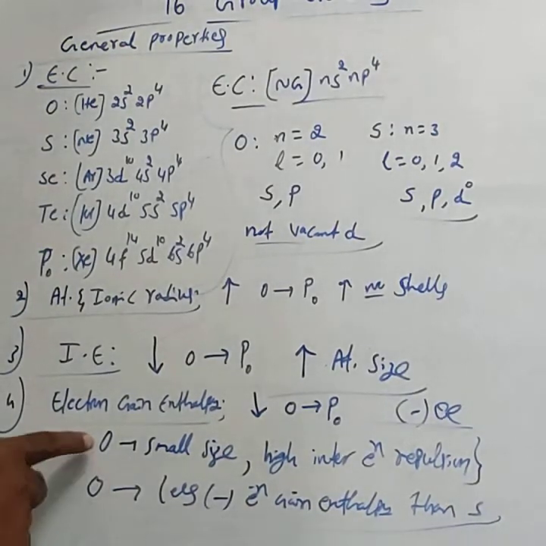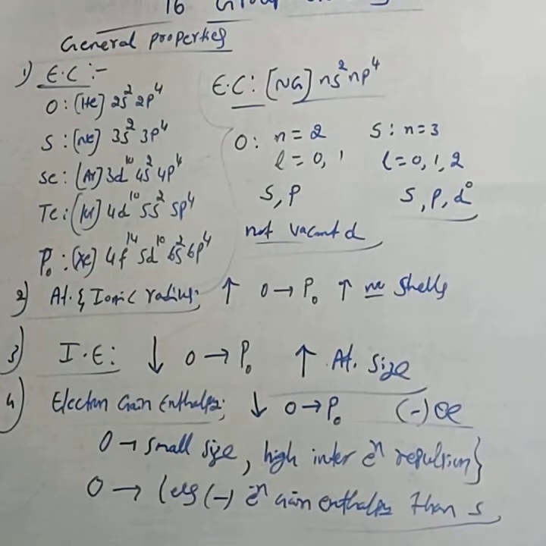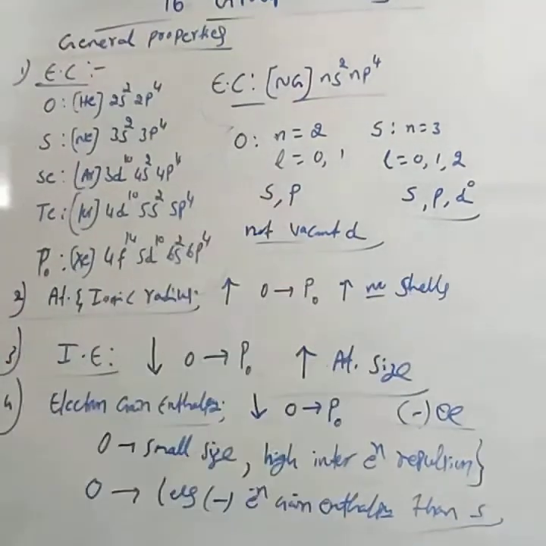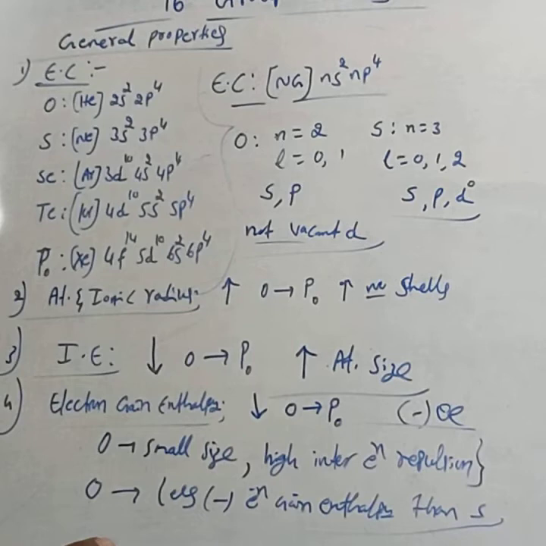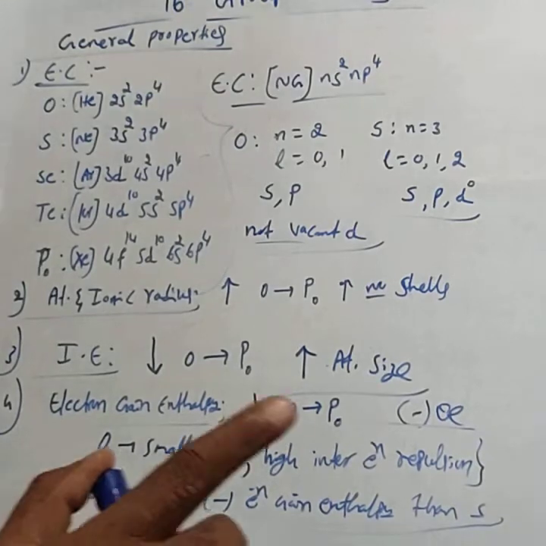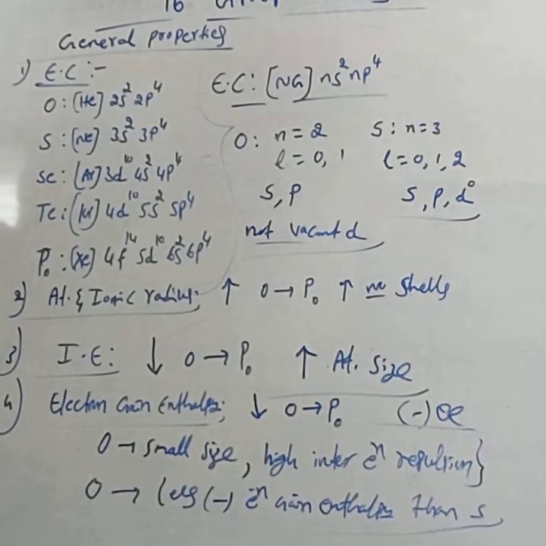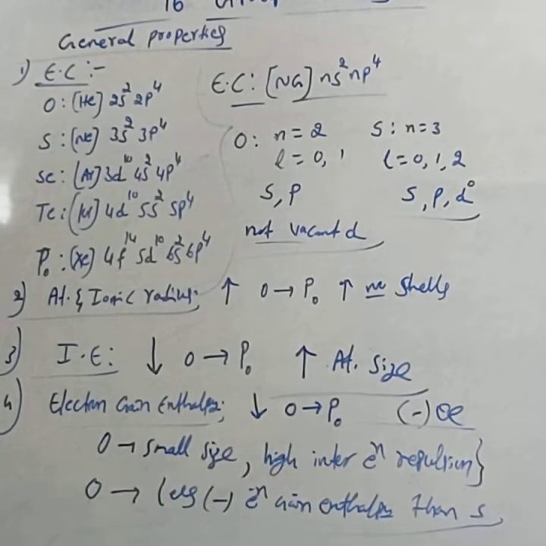Why? Because of its small size, there arises a high inter-electron repulsion. Due to the small size of the oxygen atom and high inter-electron repulsion, oxygen shows less negative electron gain enthalpy than that of the sulfur. This is the exceptional case. That means electron gain enthalpy is in the order sulfur greater than oxygen. Actually, oxygen has to show high negative electron gain enthalpy compared to sulfur.